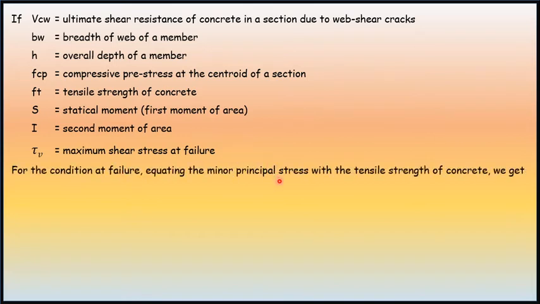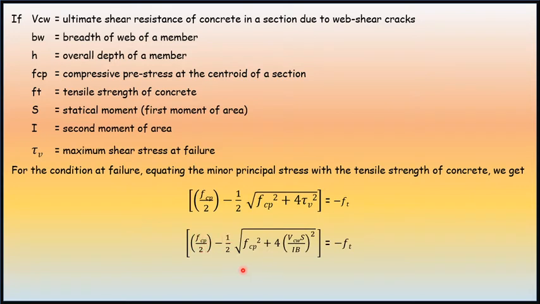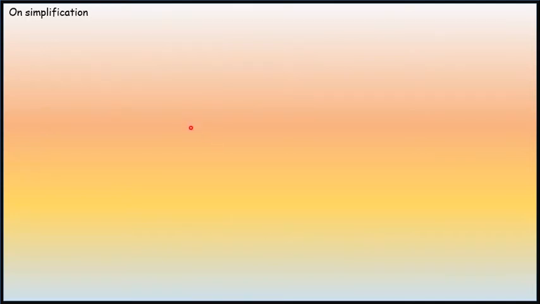For the condition at failure, equating the minor principal stress with the tensile strength of concrete, we get FCP by 2 minus half square root of FCP square plus 4 tau V square equals minus FT. Tau V, from the previous video, is VS by IB, so the expression becomes equal to minus FT. Further, on simplification, we find the equation VCW equals BW into bracket I by S, moment of inertia divided by statical moment, square root of FT square plus FCP FT.